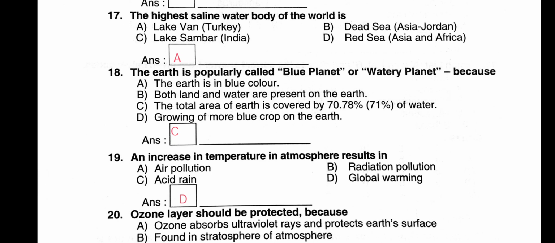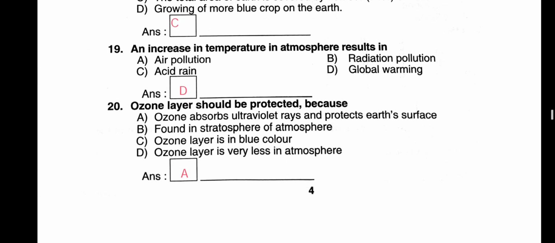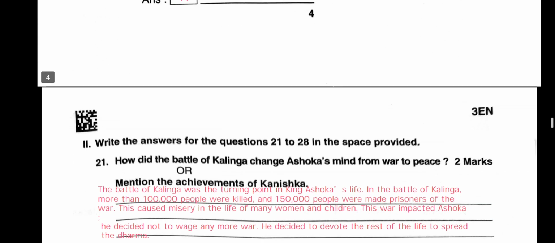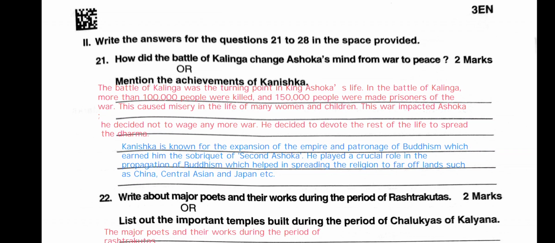The earth is popularly called blue planet or watery planet because the total area of the earth is covered by 70.78% of water. Option C is the right answer. An increase in temperature in atmosphere results in global warming. Option D is the right answer. Ozone layer should be protected because ozone absorbs ultraviolet rays and protects Earth's surface. Option A is the right answer.